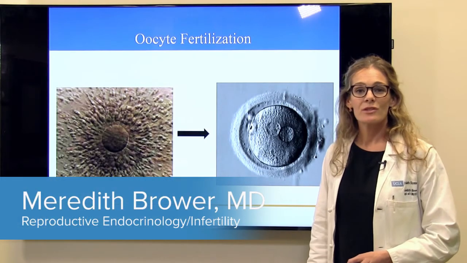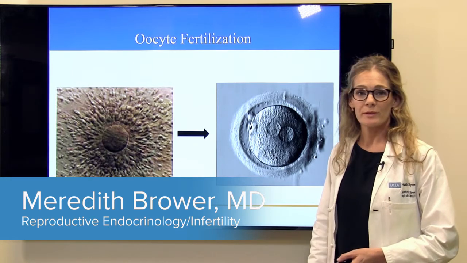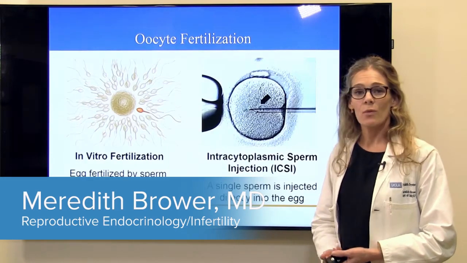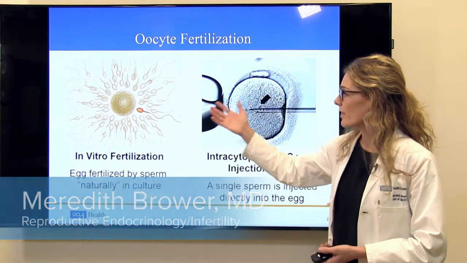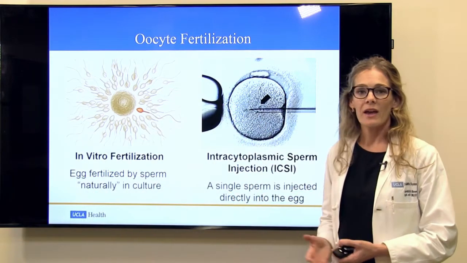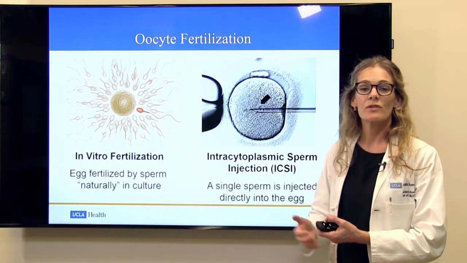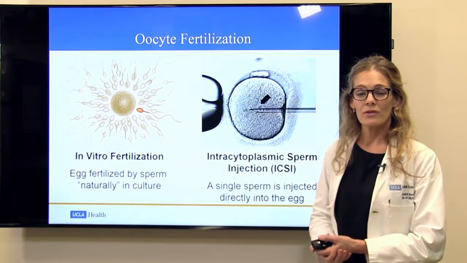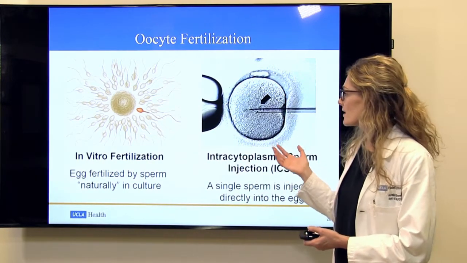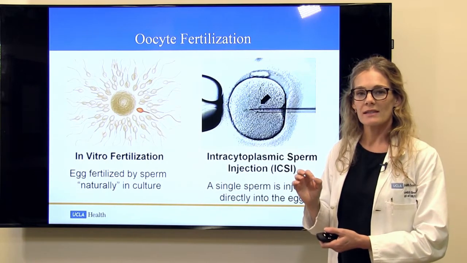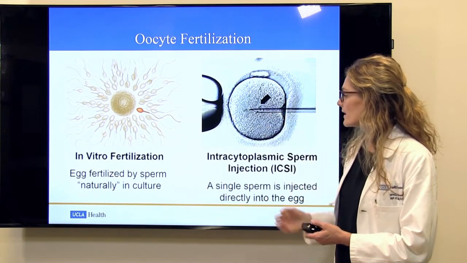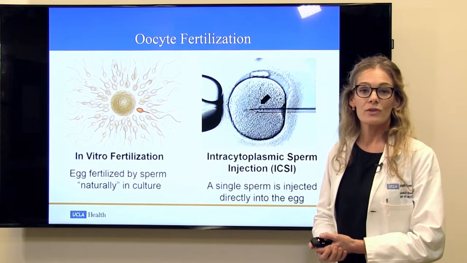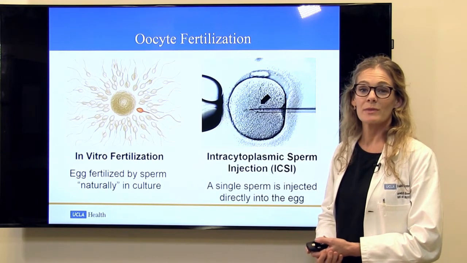On the day that the eggs are retrieved, they are fertilized with the sperm. This can be done one of two ways. In one method, the sperm and the egg are put together in a dish and a single sperm will enter the egg. This is referred to as IVF or in vitro fertilization. In the second method, a single sperm is selected and injected directly into the egg. This is referred to as ICSI or intracytoplasmic sperm injection.